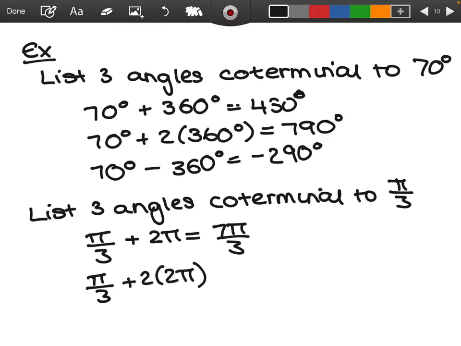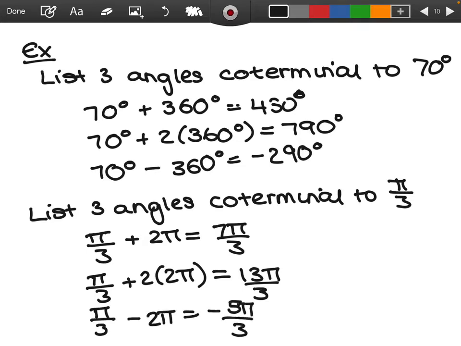I can add another multiple of 2 pi to this. That would be adding 4 pi to it, which would be the same as 12 pi over 3 added to it, which is 13 pi over 3. And I can also subtract multiples of 2 pi from my initial angle. If I did that, I would end up with negative 5 pi over 3.